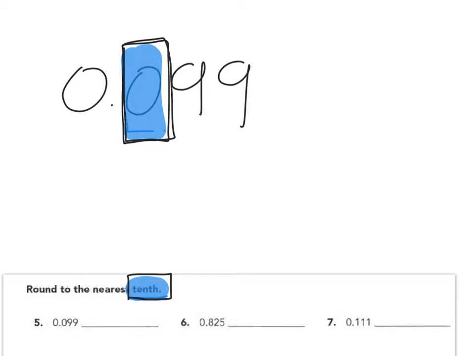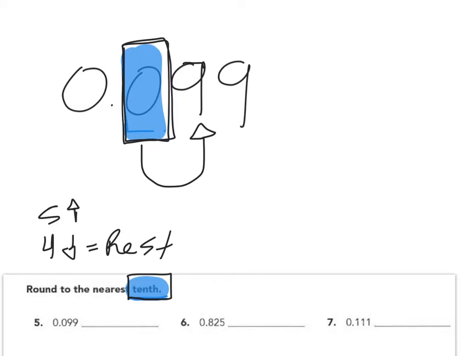So after the transformation box is created, we highlight, create our box. We then need to look at the digit to the right of that box, okay? And that's going to be our deciding digit. There's the old saying, 5 or more, raise the score. 4 or less, let it rest.